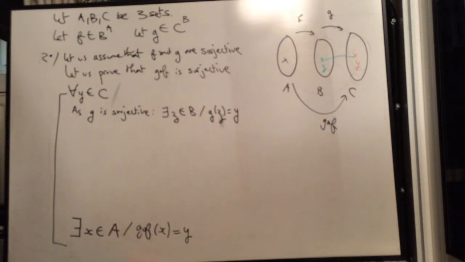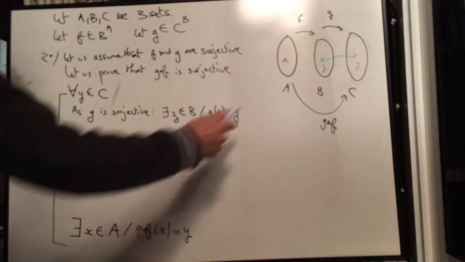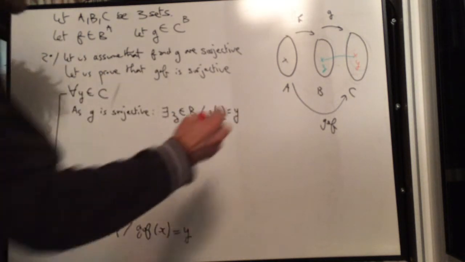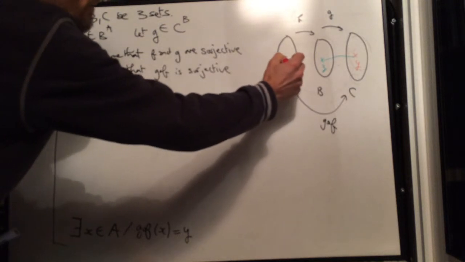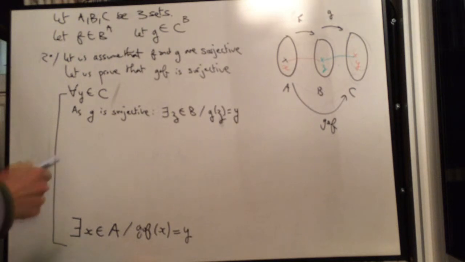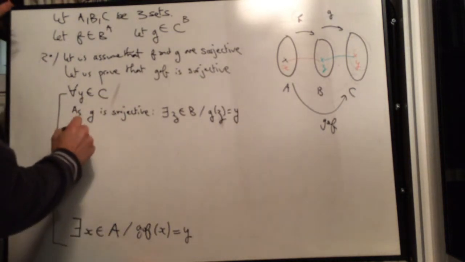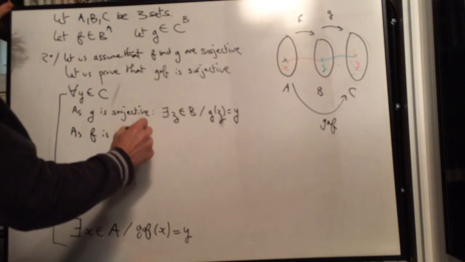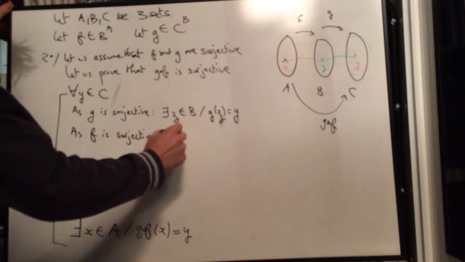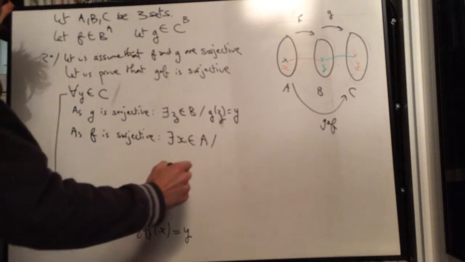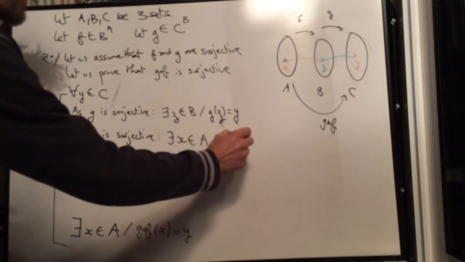And now, what can we do with this element z? We can build one x in A whose image by f is equal to z. As f is surjective, there exists one x that belongs to A, such that f of x is equal to z.